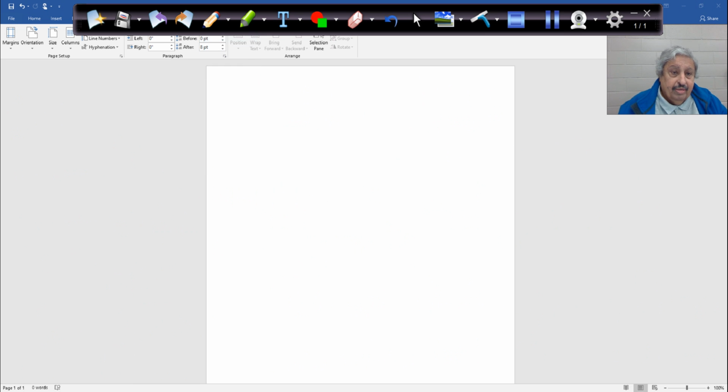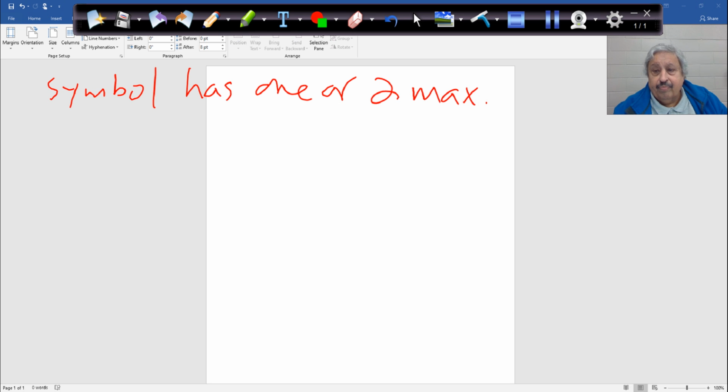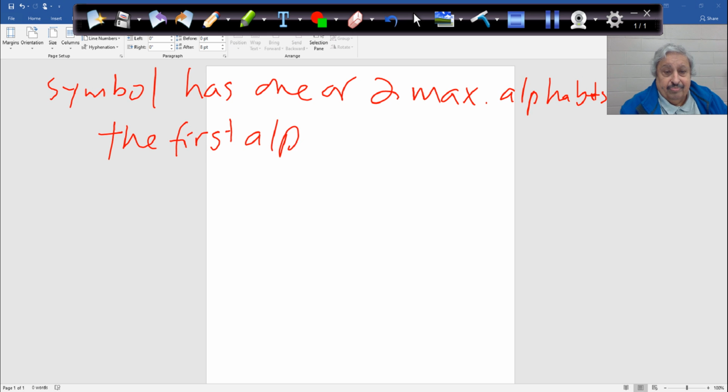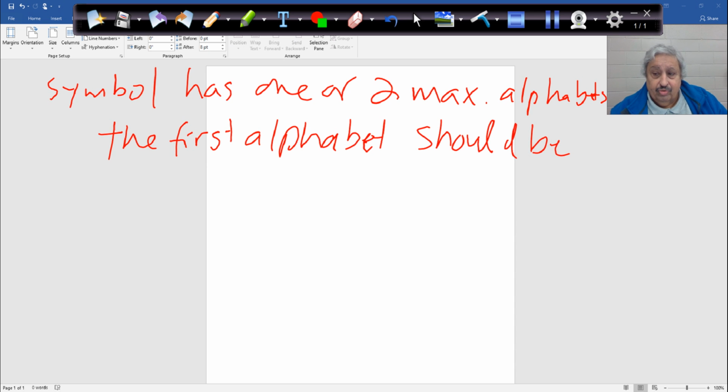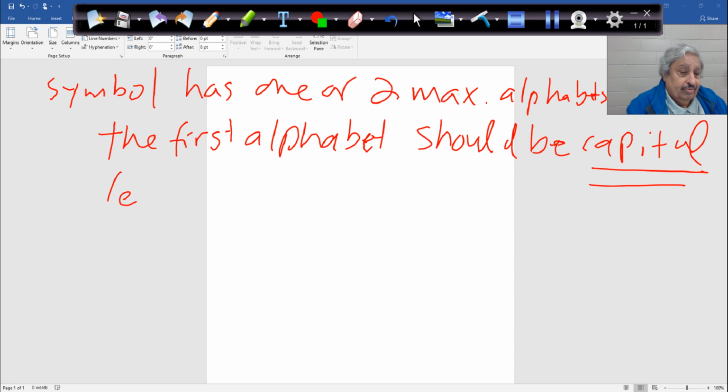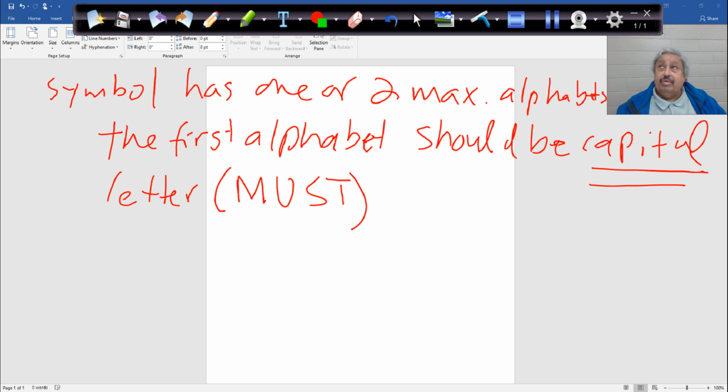The symbol here has one or two alphabets maximum. The first alphabet should be a capital letter. That's a must. You cannot have an element symbol starting with a small letter. No, that's a big mistake. It has to be a capital letter.